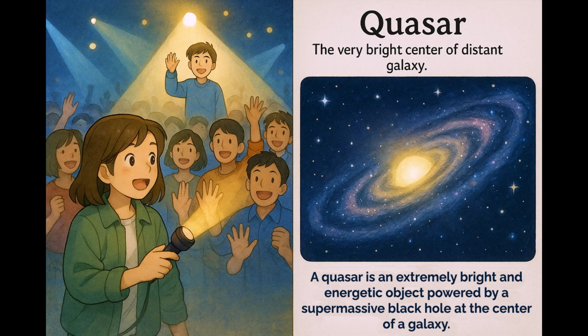Just like that spotlight makes your friend easy to spot in a sea of people, a quasar is the incredibly luminous center of a distant galaxy, making it stand out in the vastness of space. The spotlight is to your friend what the quasar is to the galaxy. Both make their respective subjects visible and prominent against a crowded and chaotic background.